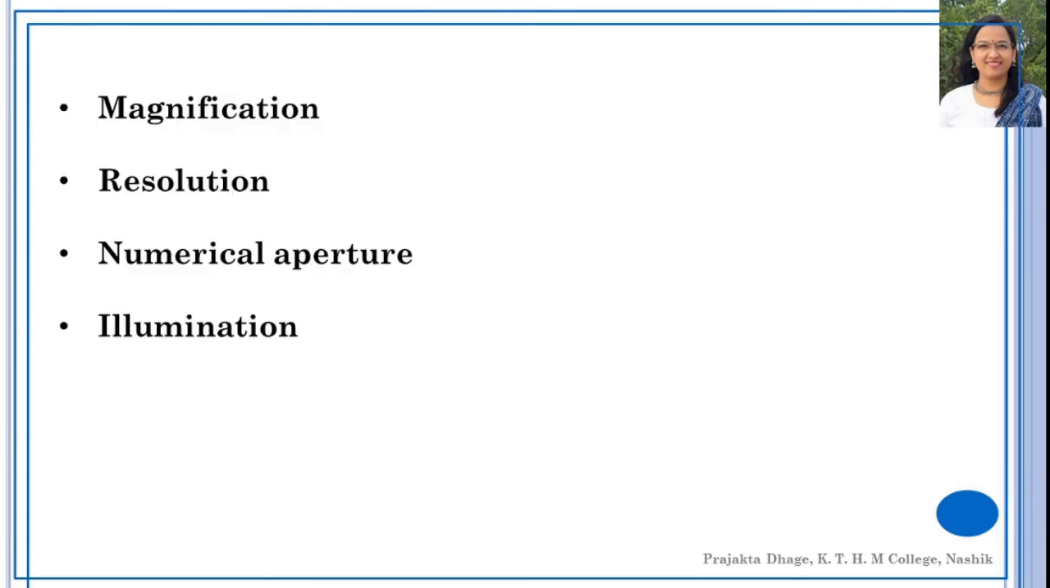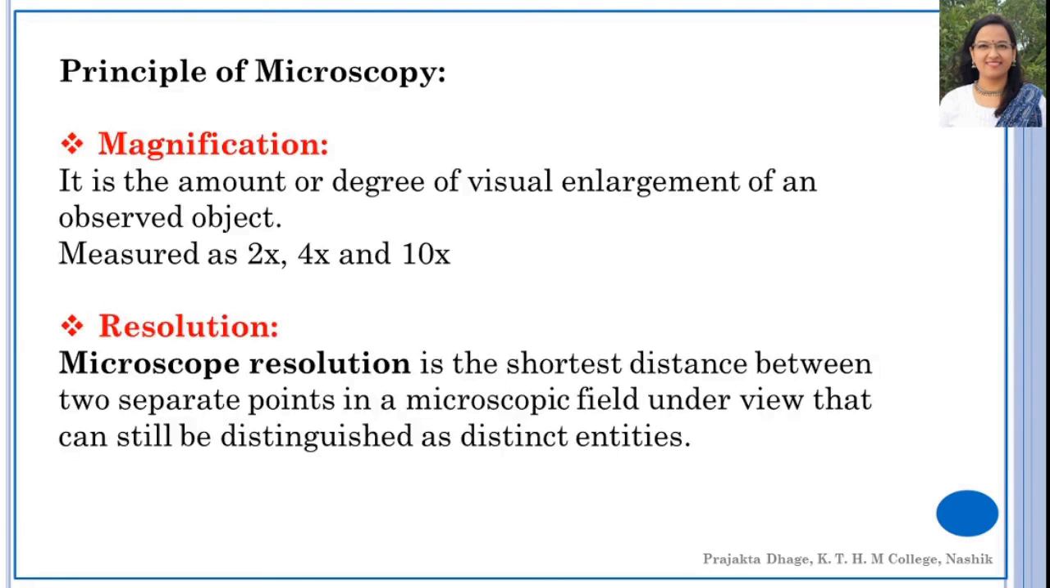So we need to understand some of the concepts when we talk about a microscope, which are magnification, resolution, numerical aperture and illumination. The first one is magnification. It is the amount or degree of visual enlargement of the observed object. So if you consider a particular object to be of a particular size, then 2x is going to be twice the size of that particular object.